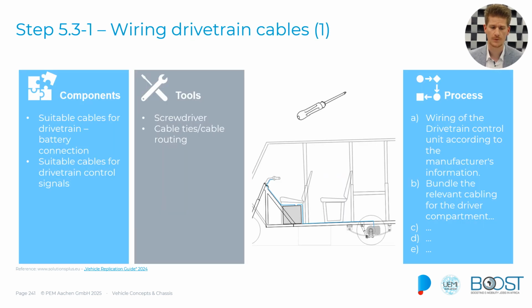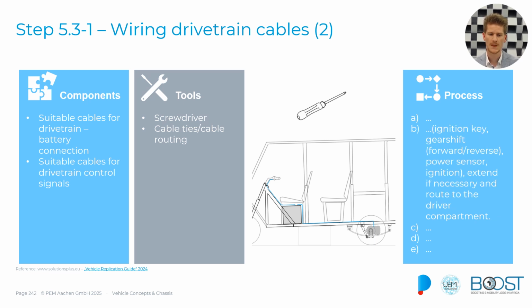The first step would be to wire the drivetrain cables. So we need the suitable cables for the drivetrain battery connection, and suitable cables for the drivetrain control signals. What we need are screwdrivers and cable ties and routings. The wiring of the drivetrain control unit should be done according to the manufacturer's information. And please bundle the relevant cabling for the driver compartment into one big tree of cables.